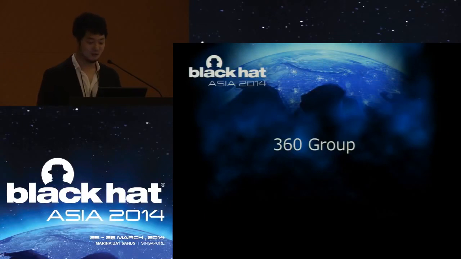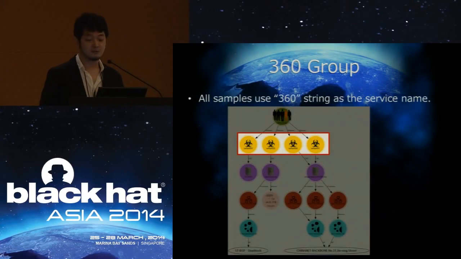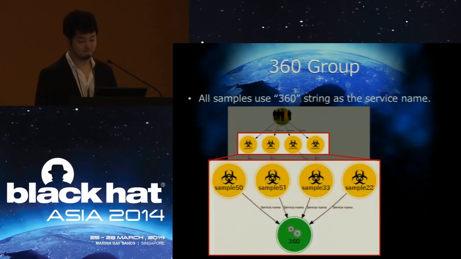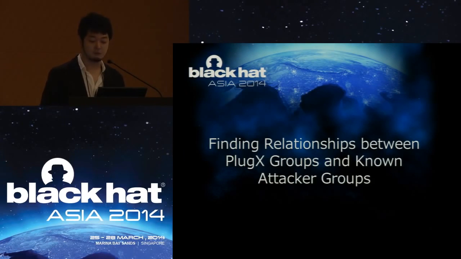Anyway, next, the 360 group, the last one. This is the overview of the 360 group. All samples use the 360 string as the service name, like this. That's it for classification. We have found 7 groups. Now let's take a look at the relationships between PlugX groups and known attacker groups.